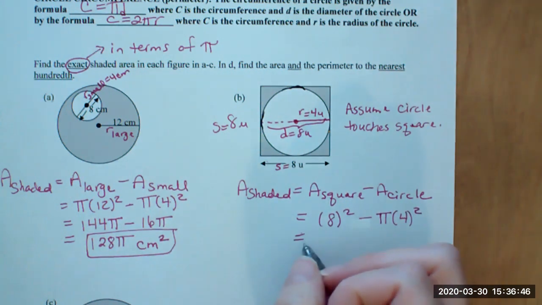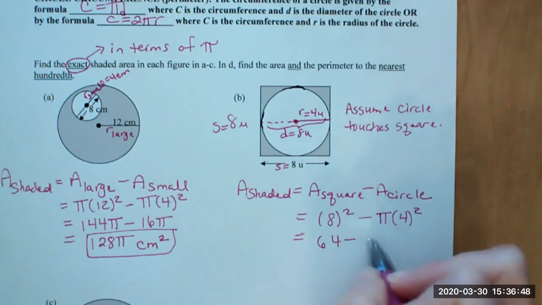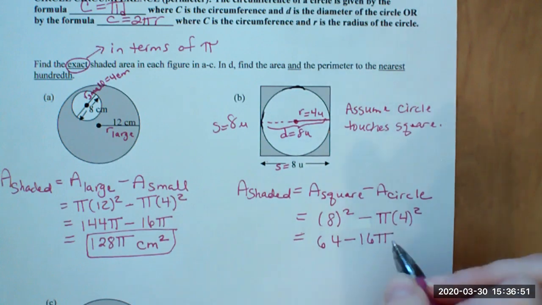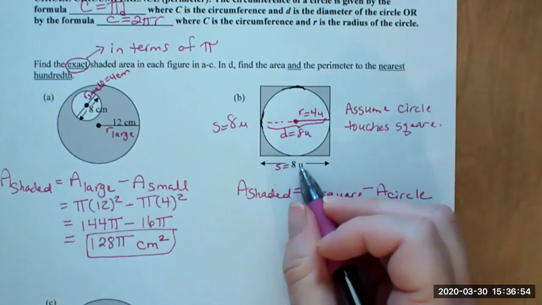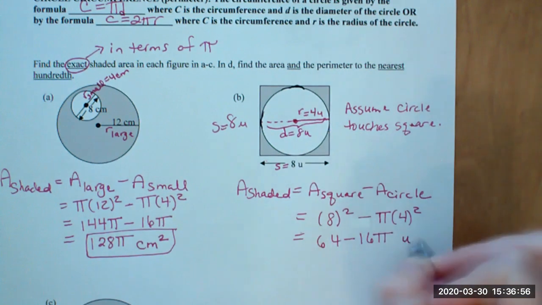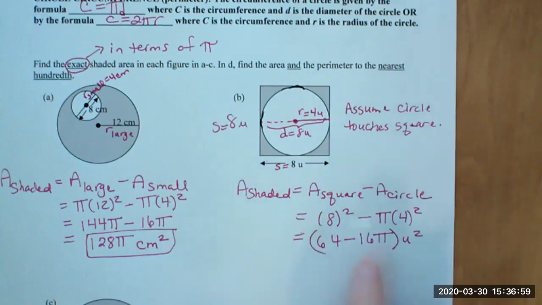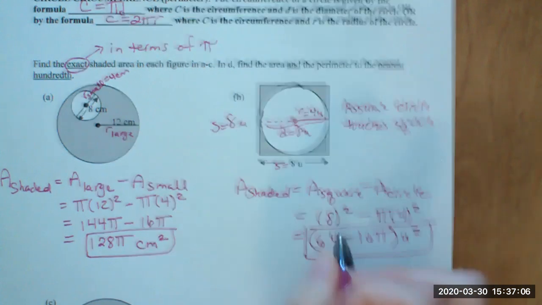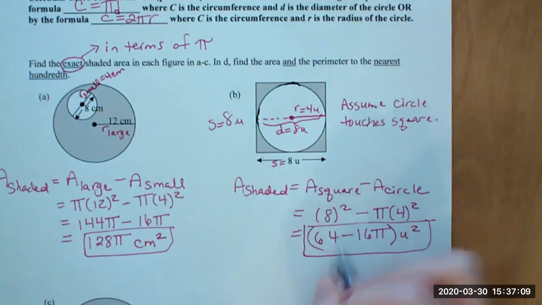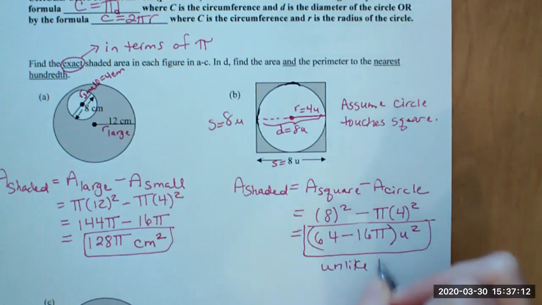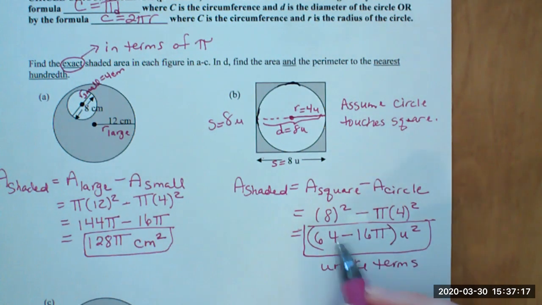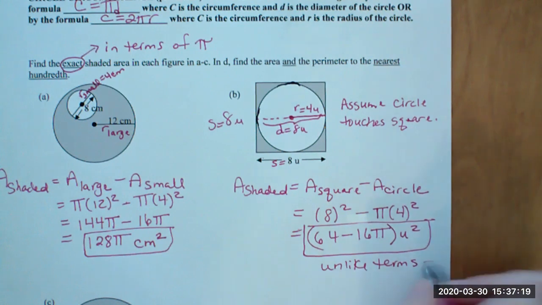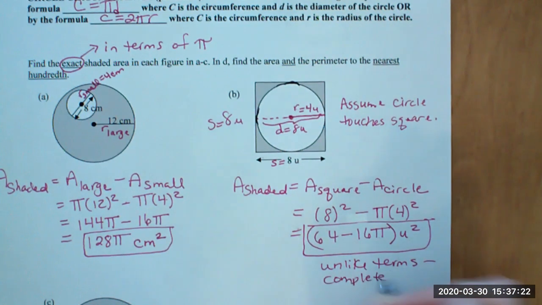And so I can say we've got 64 minus 16 pi. And since this is area and I'm giving you units, I'm going to say units squared. And I might put this in parentheses just so we're clear we're talking about that entire expression in square units. Okay? And we can't do any more because we have unlike terms, right? If we have pi in a term and we don't have pi, it's just like having x in a term and not having x. Unlike terms, so this is completely simplified.